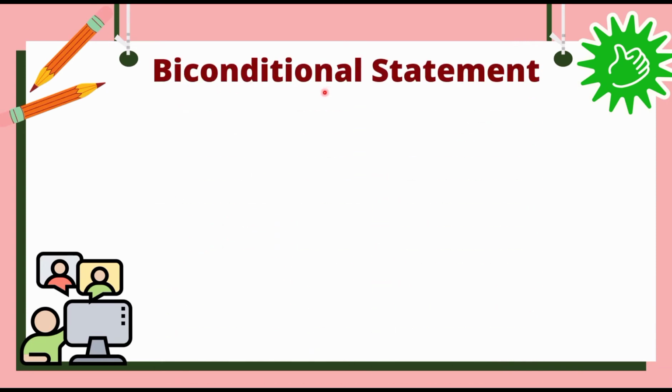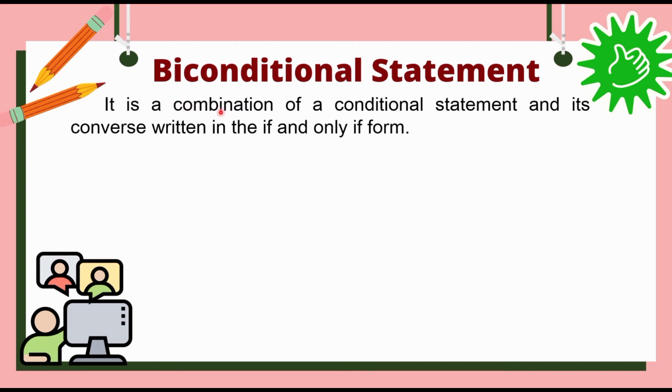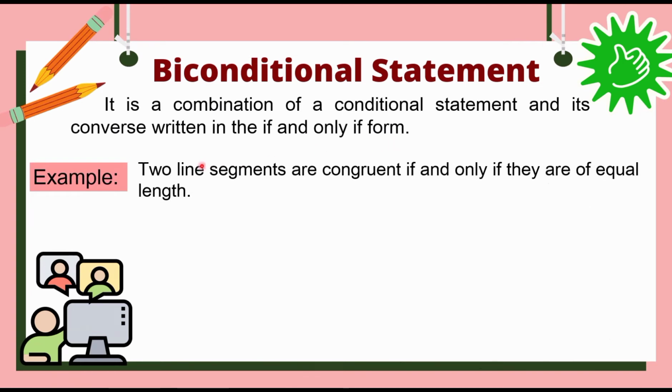Let us define first what is a biconditional statement. A biconditional statement is a combination of a conditional statement and its converse written in the if and only if form. Meaning to say, we can form a biconditional statement if both conditional and converse statements are true. If it is true, you can connect the phrases by the words if and only if. Here is our example: Two line segments are congruent if and only if they are of equal length.